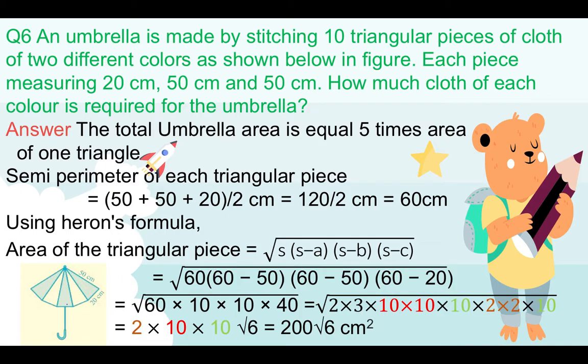Now I have to find out the area of cloth required. Area of cloth required is 5 times the area of the triangle. I will multiply this number by 5. I will get the answer as 1000 under root 6 centimeter square. So this is the amount of cloth required of each color to make the umbrella.